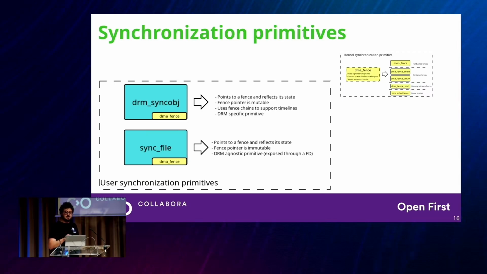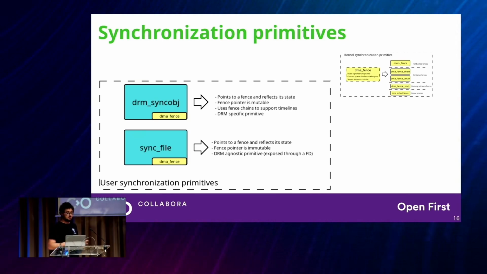This fence, the dma_fence object, is actually all kernel internal. So when you are in user space, you don't see those. They are only used for inter-driver synchronization. But there are ways to express the state of the fence to user space. And that's what we call fence containers that expose DMA fences to user space.